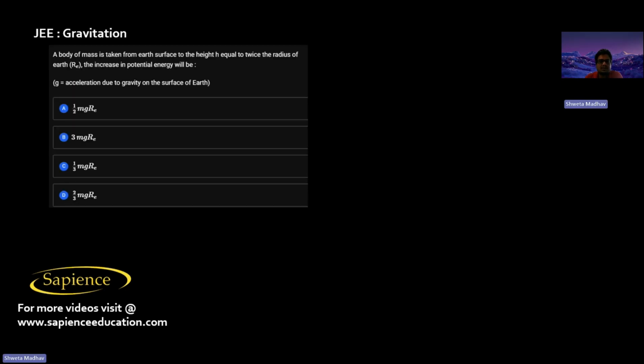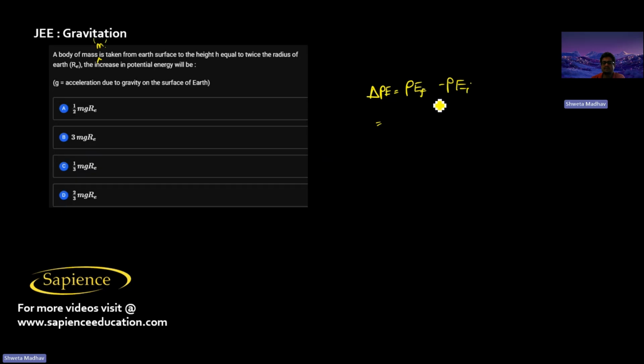And here it is told, a body of mass m is taken from Earth's surface to a height h equal to twice the radius of Earth. The increase in potential energy you have to find. So that is the final potential energy minus the initial potential energy.